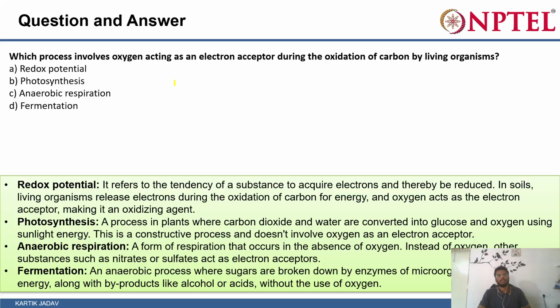Which process involves oxygen acting as an electron acceptor during the oxidation of carbon by living organisms? This is the case of redox potential. The correct answer relates to the tendency of a substance to acquire electrons and thereby be reduced. In soil, living organisms release electrons during oxidation of carbon for energy, and oxygen acts as an electron acceptor, making it oxidizing in nature.